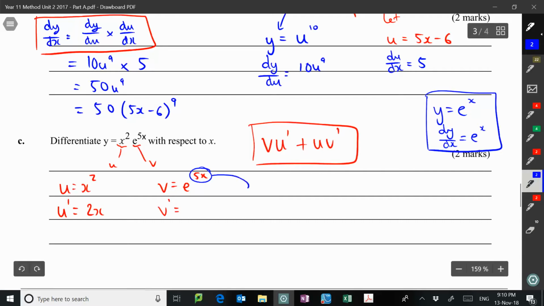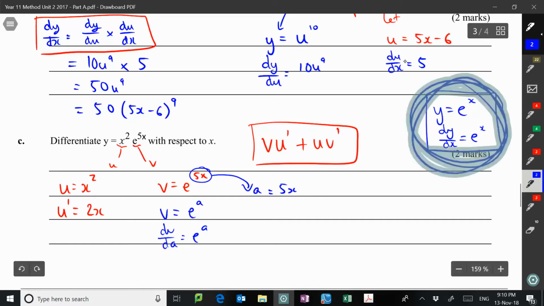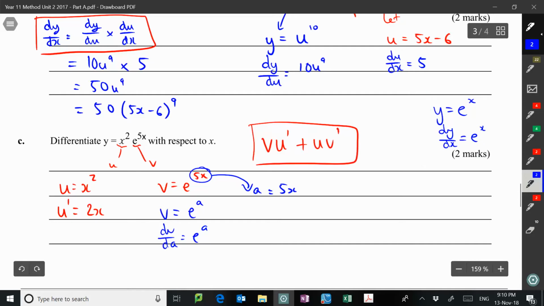Make up another variable. So let's call it a. If I let a equal 5x, then this changes the problem to v equals e to the a. So the derivative of this, dv da, will now be just e to the a. That's the reason why we use chain rule. We're just replacing it so that it looks like this. Nothing trickier. It's just to make it easier for you. But remember, you made up this variable a equals 5x, so you also have to find da dx, which is 5.